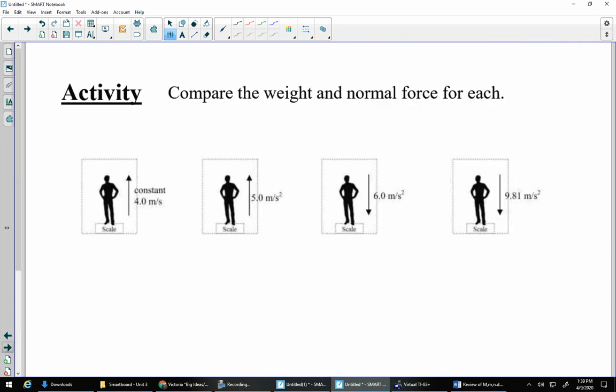Awesome. So last thing that I want you to do here, put the video on pause in a second and see if you can figure out the weight, remembering that weight is force of gravity, and the normal force in each of these situations, remembering that normal force is apparent weight. So how would this person standing on a scale inside of an elevator feel if they were moving upwards at a constant 4 meters per second, accelerating upwards at 5 meters per second squared, accelerating downwards at 6 meters per second squared, and then accelerating downwards at 9.81 meters per second squared. So go ahead, take a minute, put it on pause, try and figure this out. Go for it right now.